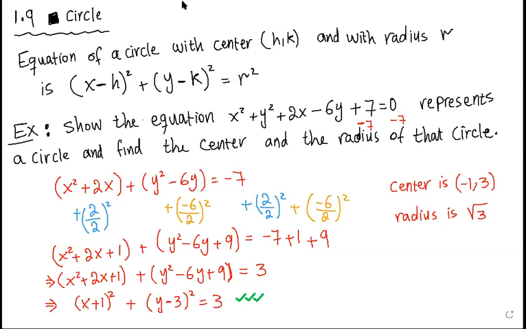Anyone has a question? So the center is -1 and 3. The radius is square root of 3.